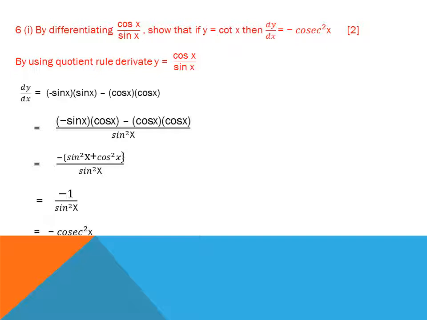Quotient rule means first I differentiate the numerator and write the denominator as it is, then put a negative sign, write the numerator as it is and take the derivative of the denominator, over the denominator whole squared. So the derivative of cos of x is minus sine of x, and write the denominator sine of x as it is. Take a negative sign, cos x as it is and take the derivative of sine of x, which is cos of x, over sine square x.